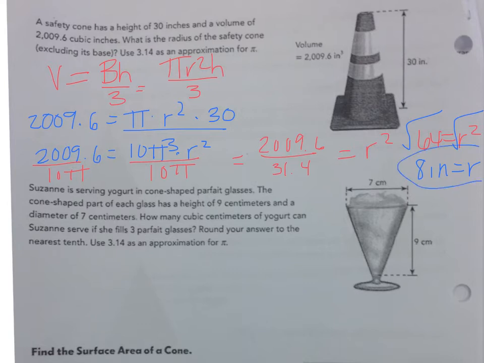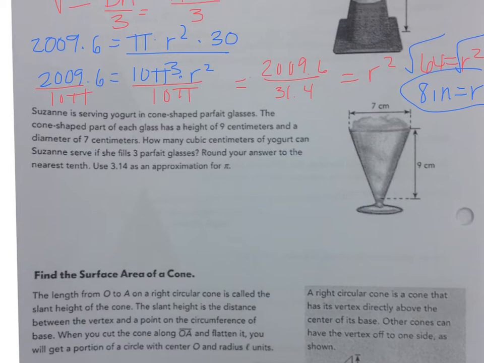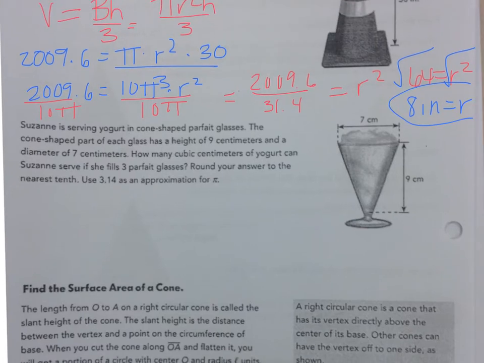Okay, so for the next one, Suzanne is serving yogurt in cone-shaped parfait glasses. The cone-shaped part of the glass has a height of 9 centimeters and a diameter of 7 centimeters. How many cubic centimeters of yogurt does she need to fill 3 parfait glasses? Okay, so we're going to have to figure out 1 parfait glass, and then we're going to have to multiply that by 3. Okay, so if our diameter is 7, that means our radius is 3.5. We need to do that first.